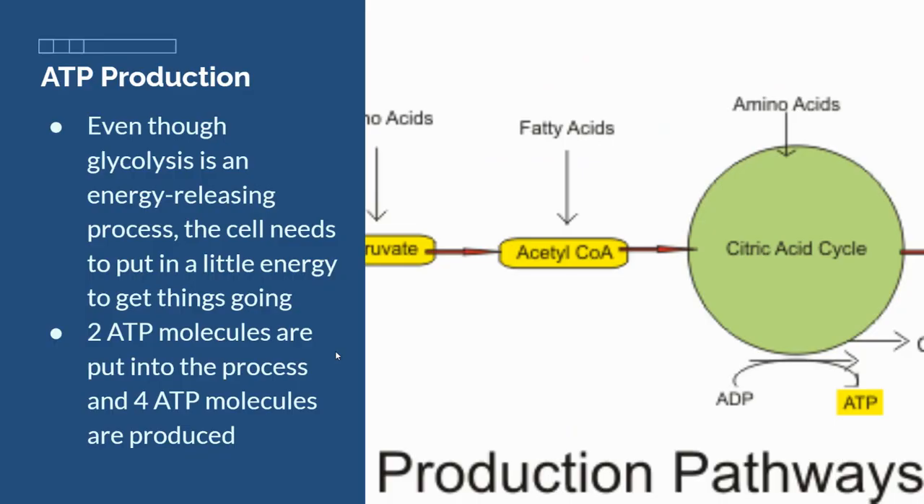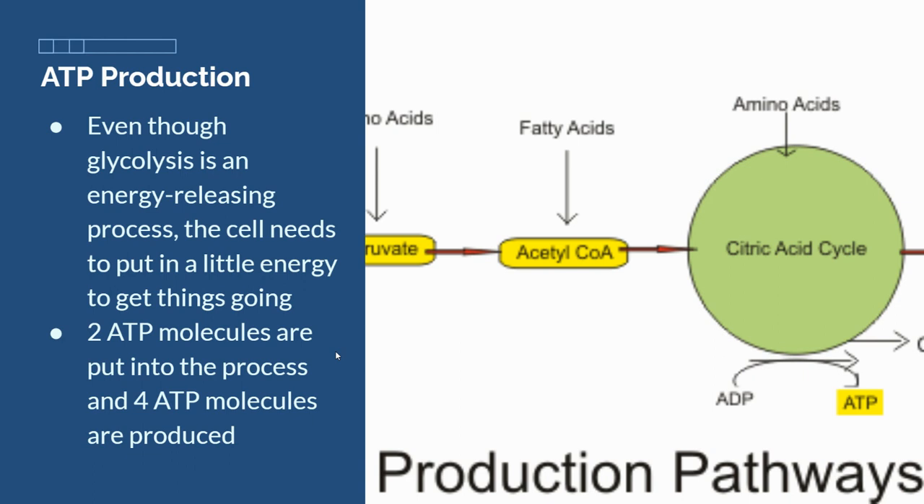So even though glycolysis is an energy releasing process, the cells need to put in a little energy to get things going. Okay, so even though it produces ATP, it had to take in some ATP first to get it going. Okay, so as the pathway begins, 2 ATP molecules are used up.